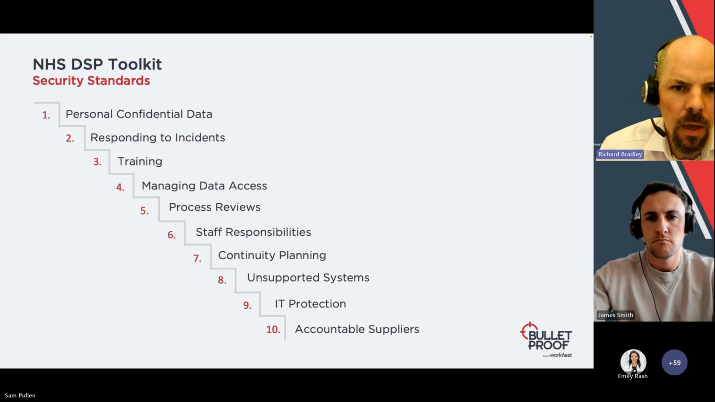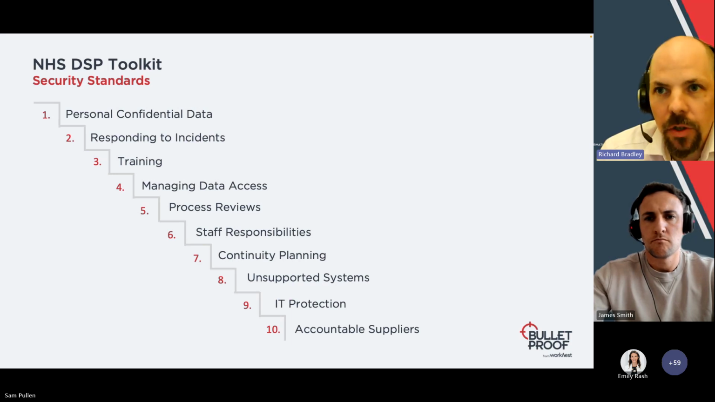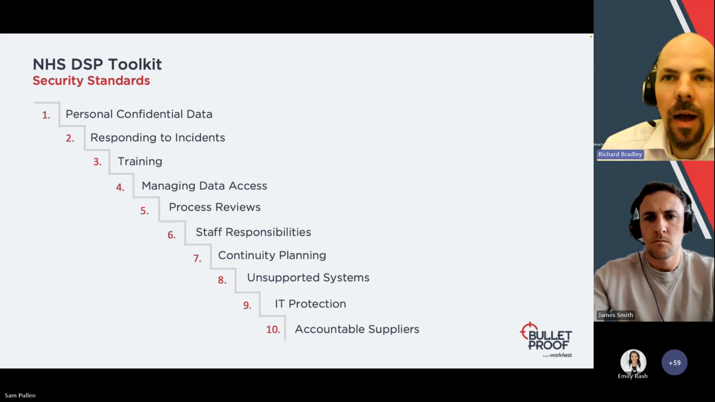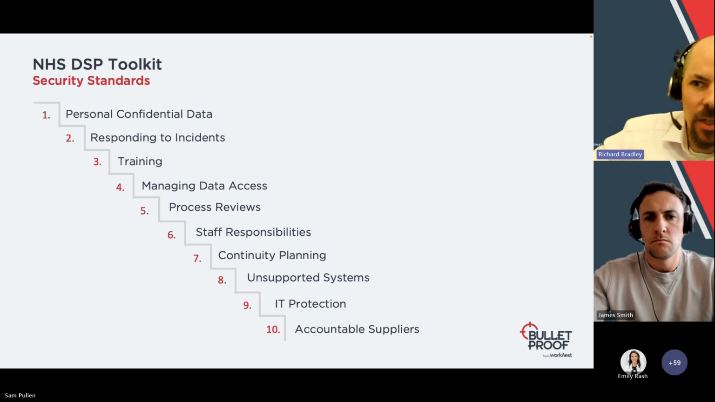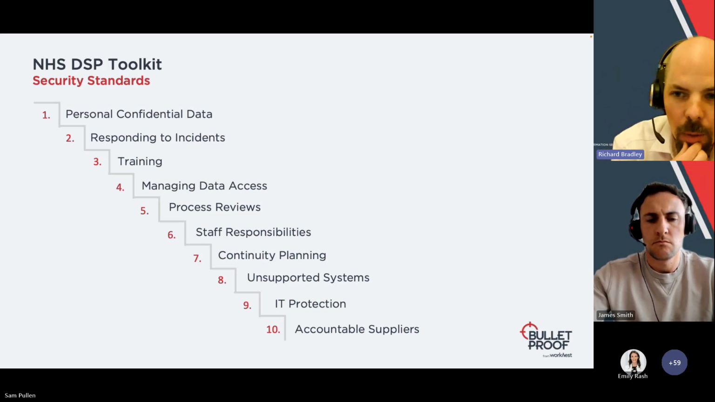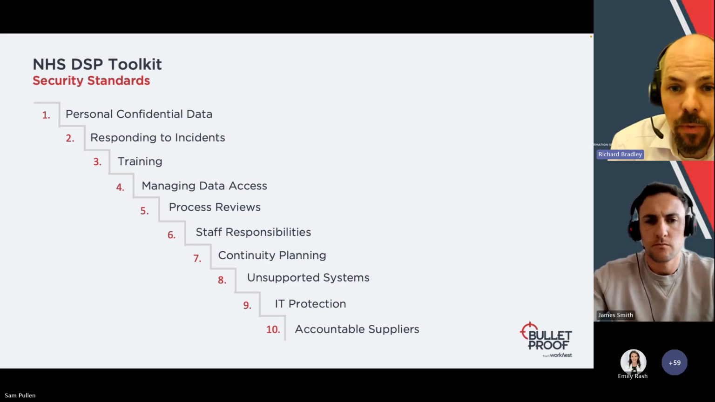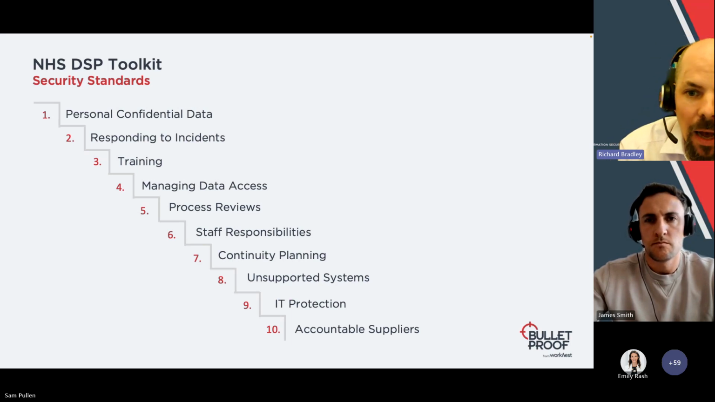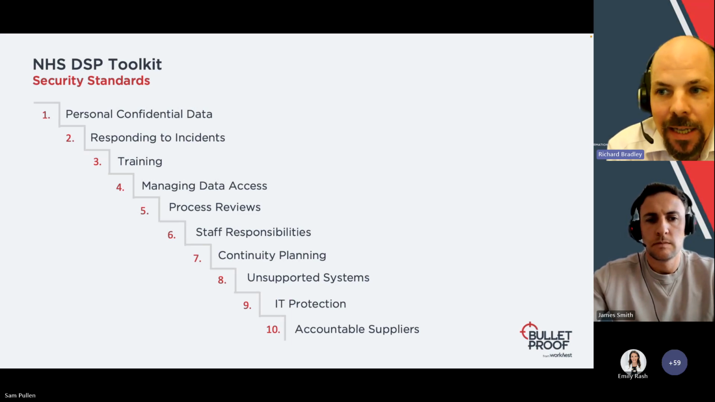Next up, we have continuity planning. So what are you going to do if a system becomes unavailable? You're subject to ransomware, you have a power cut, or let's say a server room was over a combined heat and power plant and that took out the systems for a number of months. Unfortunately, a real example that happened to someone. How are you going to keep the services running in that situation?